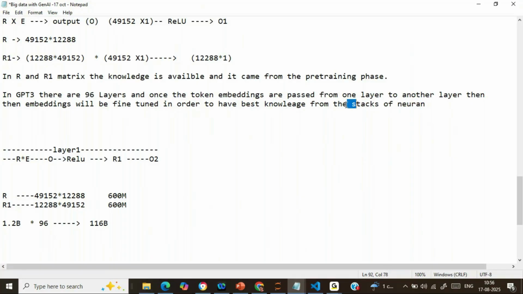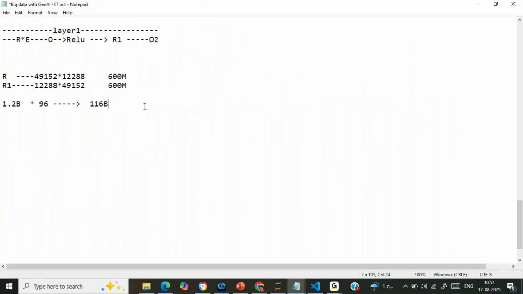Okay, so that is coming from the stacks of neurons. And the R and R1 matrix, this is cumulatively contributing 1.2 billion parameters. We are having 96 layers. 96 layers are contributing 116 billion parameters in total.